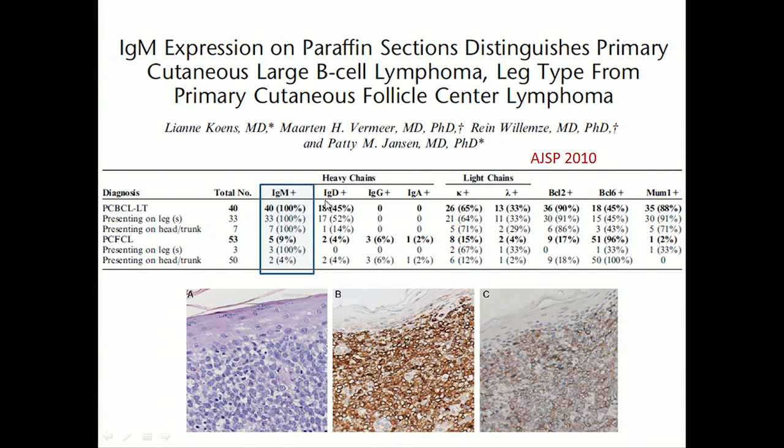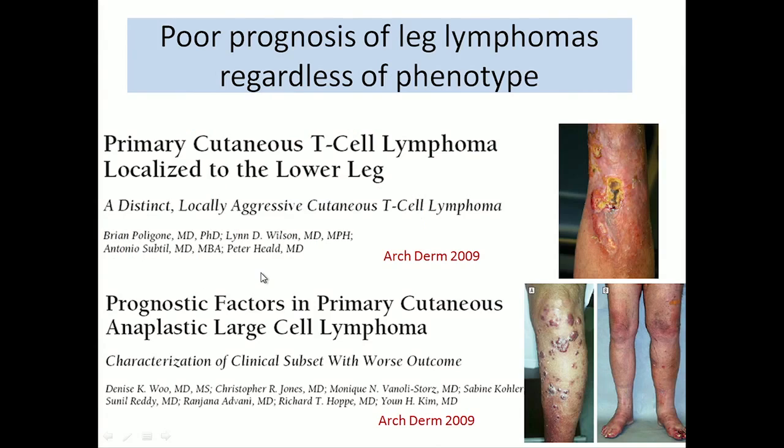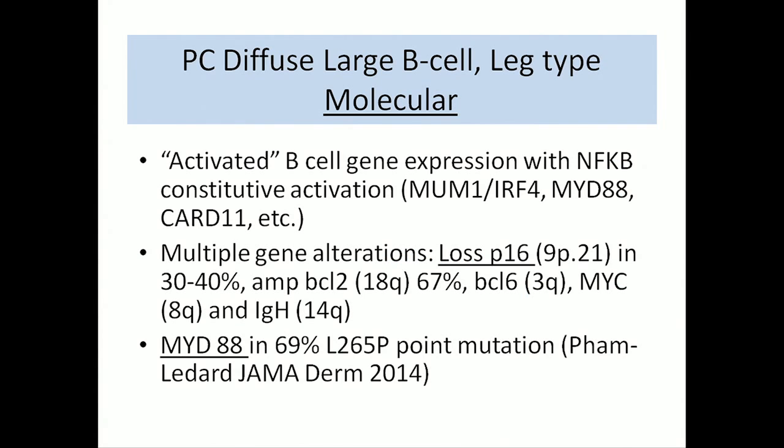So IgM may help, but notice how, so we often check for IgM, but the follicle center lymphomas that happen to involve the leg, they also are often positive for IgM. So in the setting of a B-cell lymphoma diffuse large cell from the lower extremities, it doesn't matter very much whether it's a leg type or a follicle center type. Patients with this type of distribution in the lower extremities do have a poor prognosis.